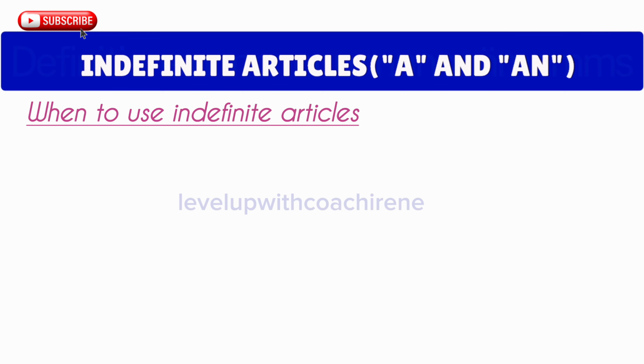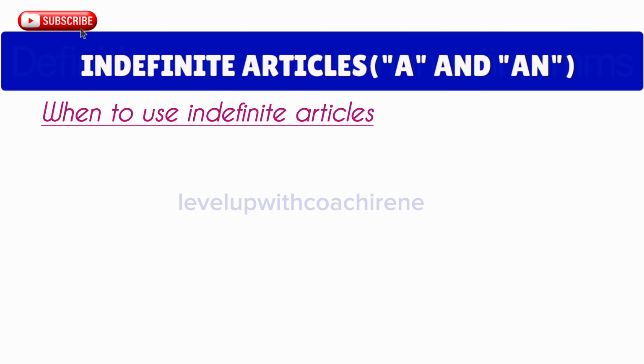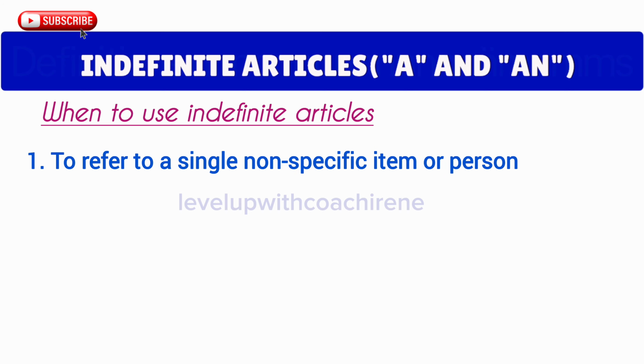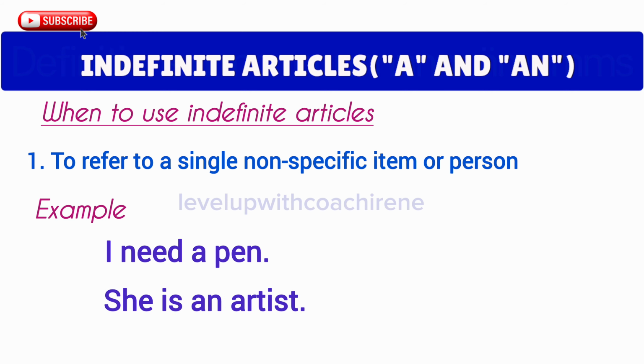To proceed, let us look at when to use indefinite articles. Number 1, indefinite articles are used to refer to a single, non-specific item or person. For example, I need a pen. In this sentence, it could be any pen. Another example would be, she is an artist. In this sentence, the speaker is not talking about a particular artist or two artists, but one artist, using an.